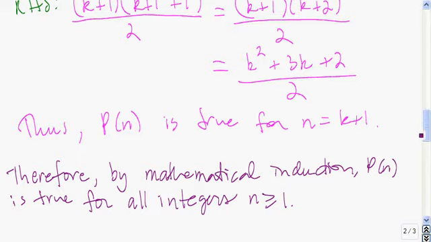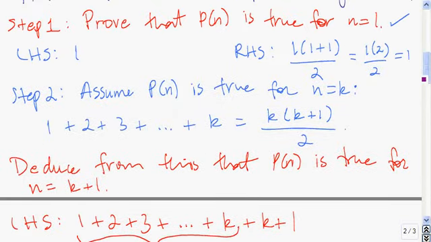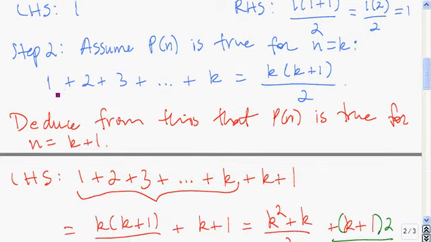So again, step 1, we prove that the simplest case is true. Step 2, we assume that the statement is true if we let n equal k. Then we use that to show that P of n is true for n equals k plus 1. Then we're done by mathematical induction. So again, in class, we'll talk about why these steps are sufficient. But hopefully some of you are already thinking about that.